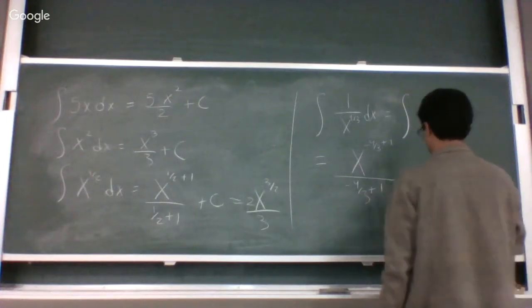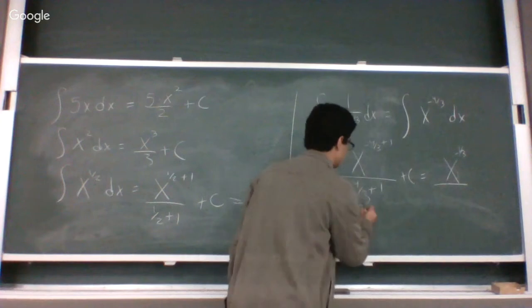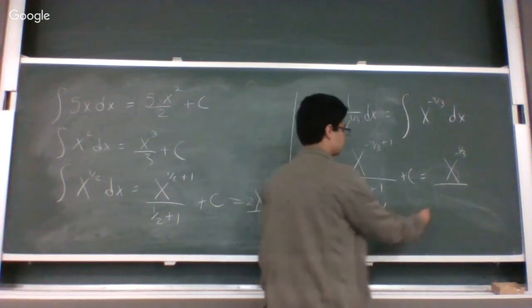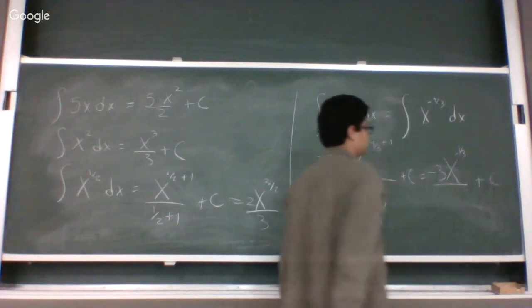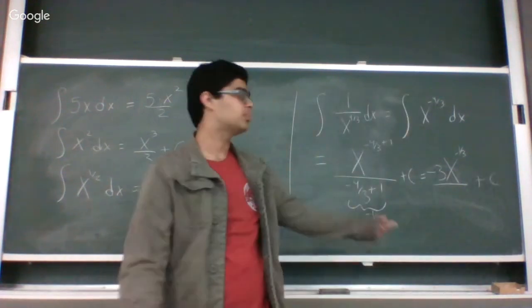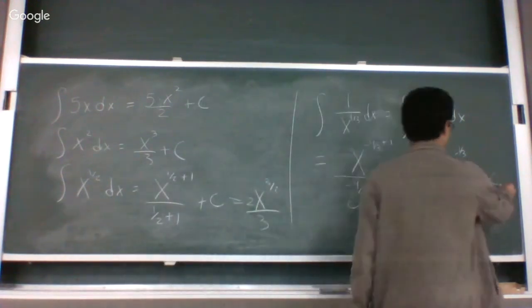So it's going to be negative 3 over x to the 1 third, plus c. You lose a point every time you don't put plus c. Oh, I know.